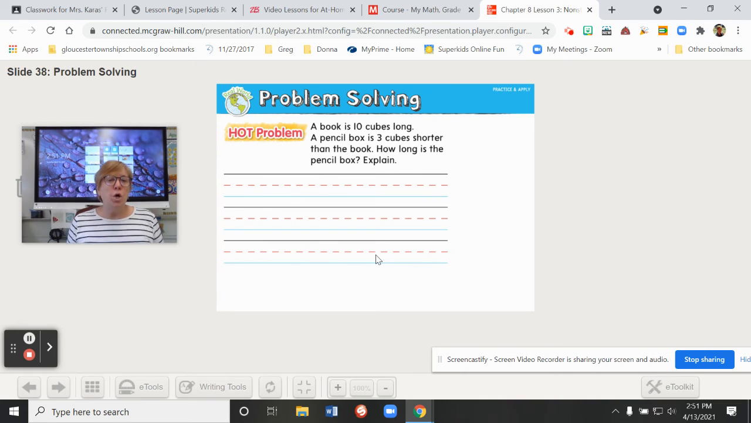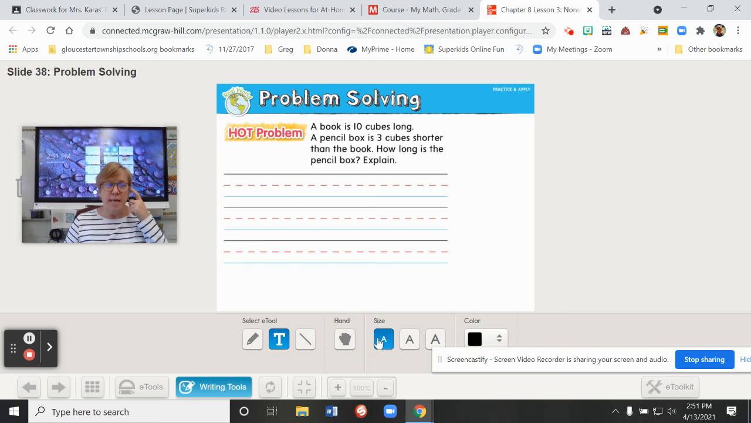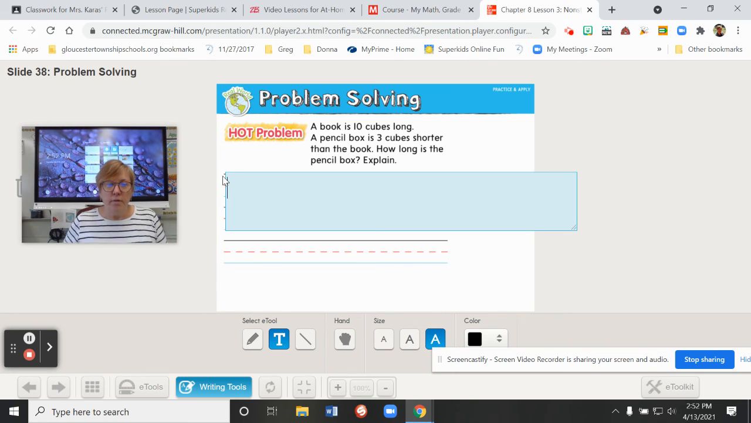Okay, now a book is 10 cubes long. A pencil box is 3 cubes shorter than the book. How long is the pencil box? Explain. Well, let's see. A book is 10 cubes long. A pencil box is 3 cubes shorter than the book. Okay, so let's figure this out. The book is 10 cubes and the pencil box is 3 cubes shorter. So that means 10 minus 3 equals 7.